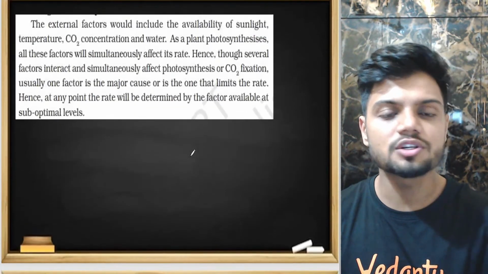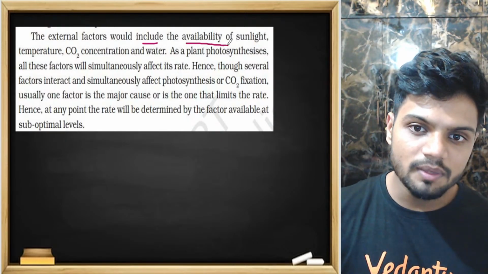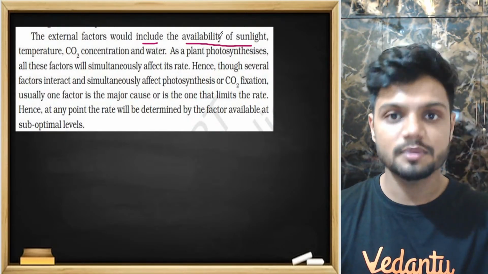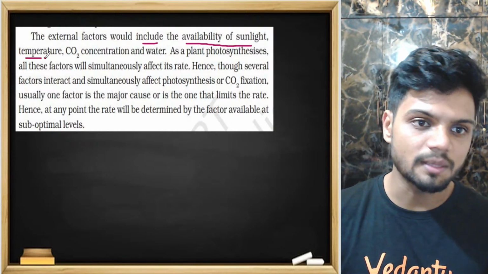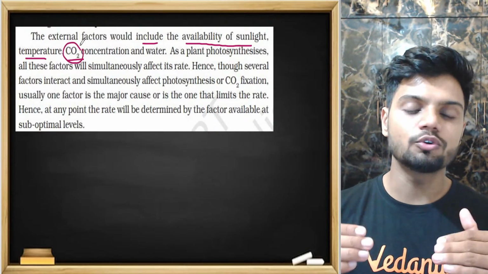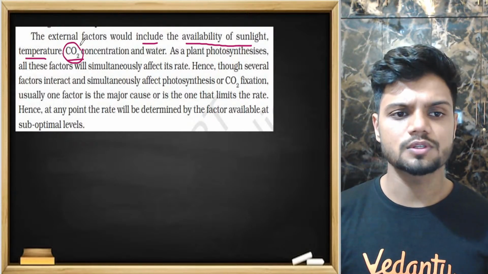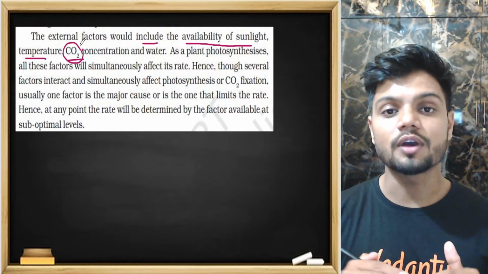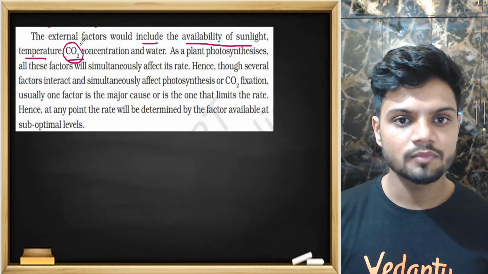Now, what about external factors? External factors would include the availability of sunlight, how much water is present, how much CO2 is there, and what is the temperature. See, obviously, students, if there is very high CO2, plants will produce more glucose. Less CO2, less glucose. High temperature, all the enzymes will die. Low temperature, enzymes will not function.